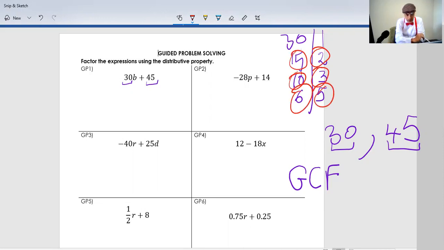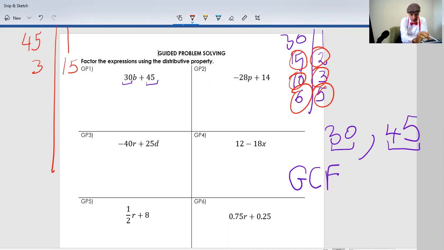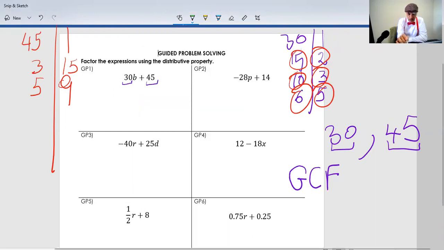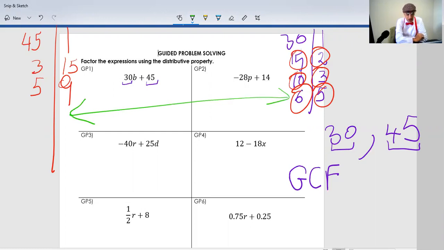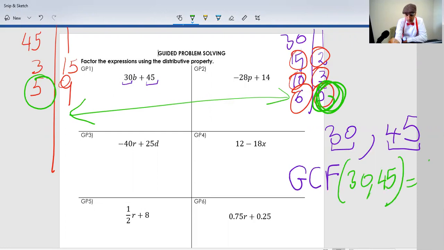We do the same thing for 45. What are the factors of 45? Well, 1 is a factor, 2, no, 3, yes, 3 times 15 gives you 45. 4, no, 5, yes, 5 times 9 gives you 45. 6, 7, 8, 9, 10, that's it. Now you look here and see which is the largest factor they have in common. The biggest one they have in common is 5. So the GCF of 30 and 45 is 5.